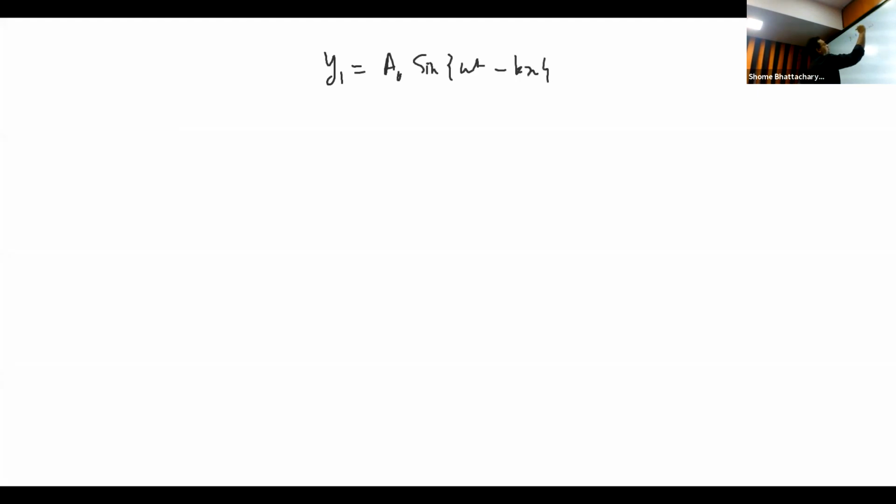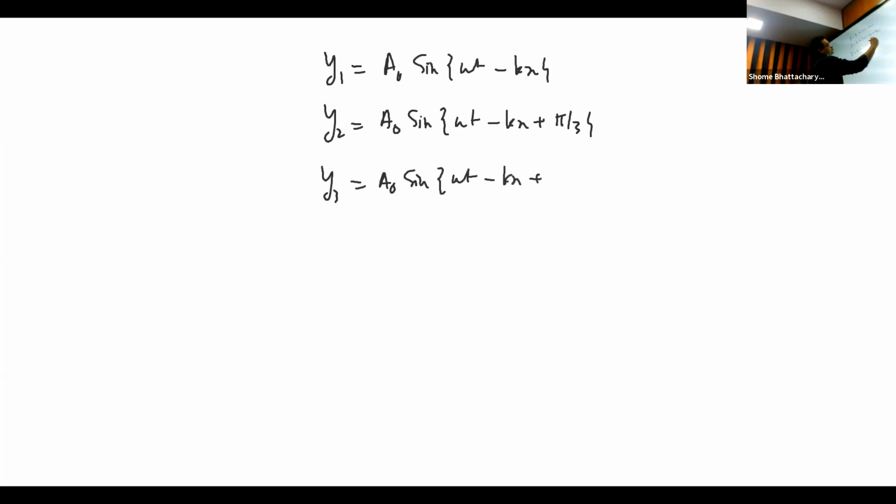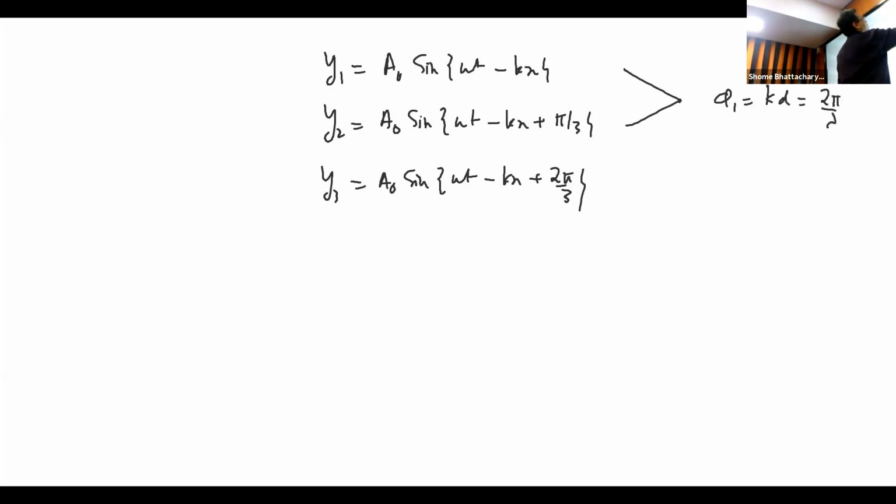Finally, in conclusion, if this was your first wave, the second wave would have come out to be E0 sin(ωt − kx + π/3). And the third wave in comparison would have come out to be plus 2π/3, because between 1 and 2, the phase difference φ1 was kd, which was 2π/λ into d, which, after doing the correction, was 20 centimeters, and d was 10/3 centimeters. So this was 2π/6, or π/3.